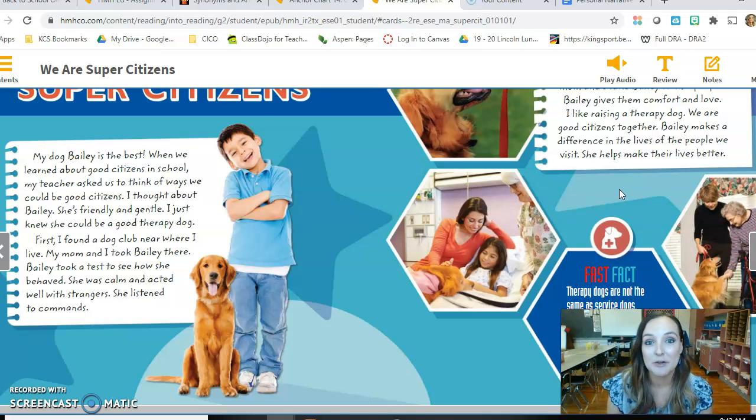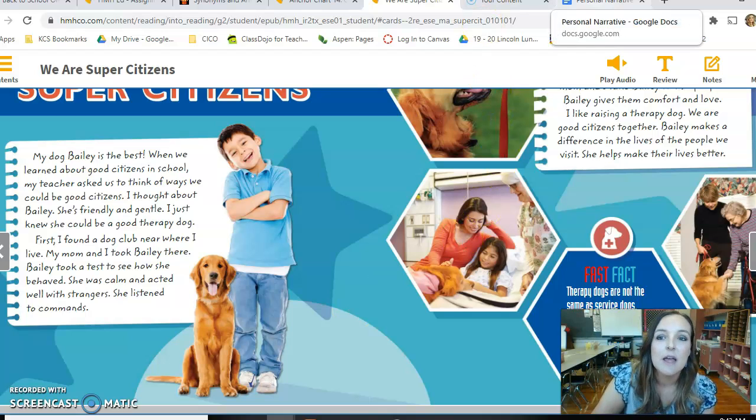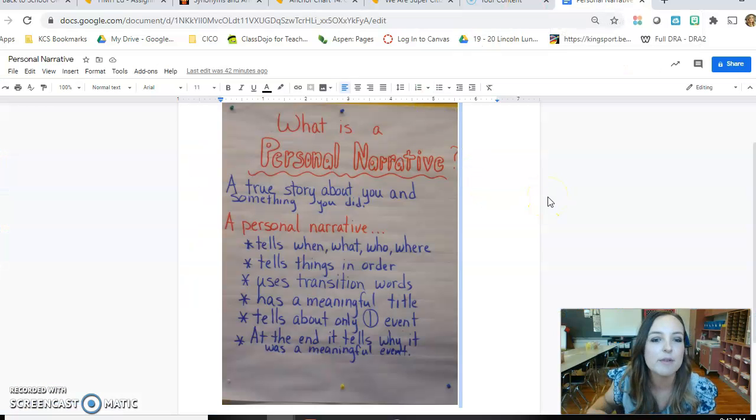Yeah, I would agree. Bailey is a super citizen because she helps others and gives them comfort and love. And that's something that we can all do and be a super citizen with Bailey. So I want to show you today, this is called a personal narrative. And that's something that we talk about a lot of times in our writing. So let's talk about what is a personal narrative. So here's a chart to help us remember.